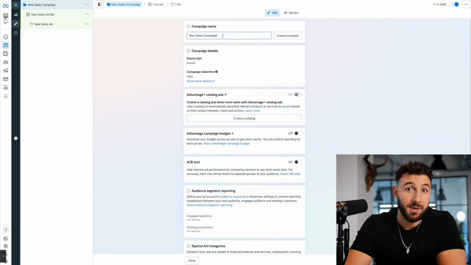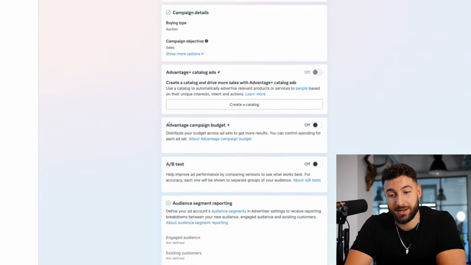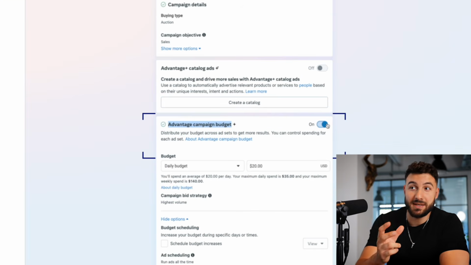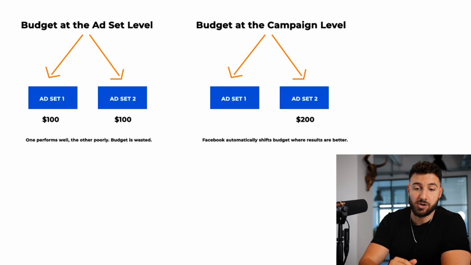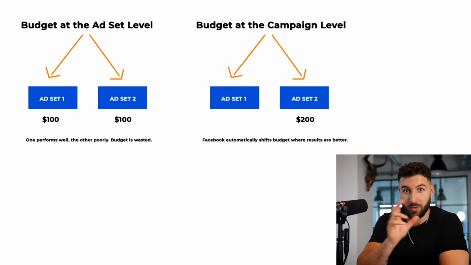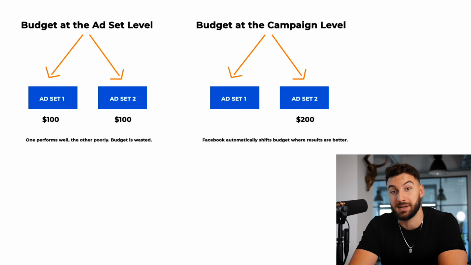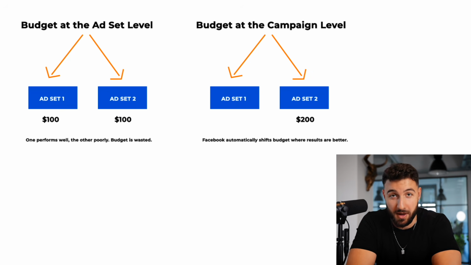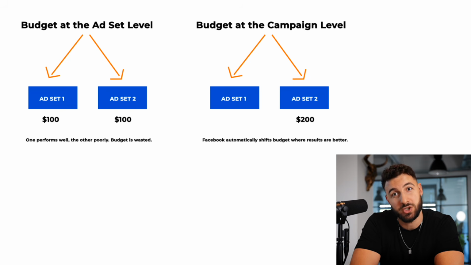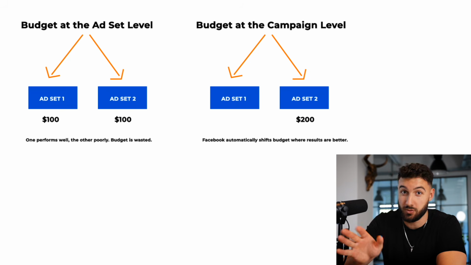But anyways, I'm a big fan of CBOs. At this point, they're called Advantage Campaign Budget. But what it means is instead of spending money on the ad set level, you actually let Facebook decide which ad set is performing the best, and it lets you spend money on the campaign level. And the reason why I like this is it doesn't matter how good you are, you're not going to be better than Meta at predicting which ad sets are the best. Just let it do what it's supposed to do.